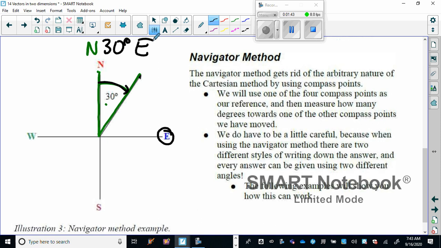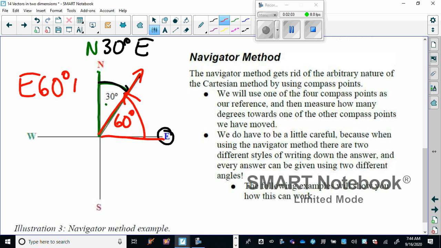There are three other ways you can write this. You could also write this angle or this vector. Remember, we're just talking about this vector here. You could also write it as east. If I start at east, then I'm going to have to go 60 degrees towards the north. So east, 60 degrees north. These are both totally acceptable answers.